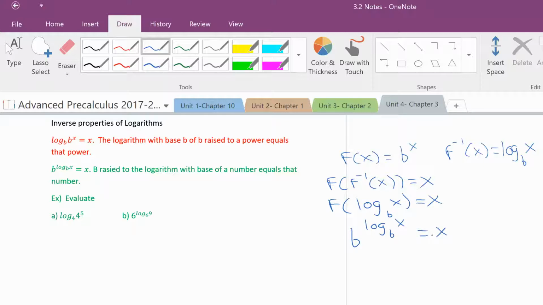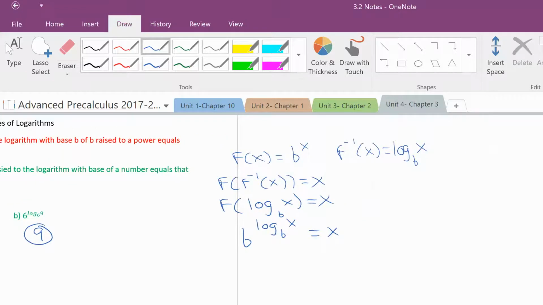So what that means is if you have a number and it's raised to the log of the same base, then the answer is just whatever that answer is. So here 6 to the log base 6 of 9 power is just equal to 9.